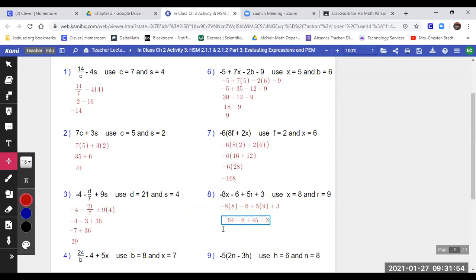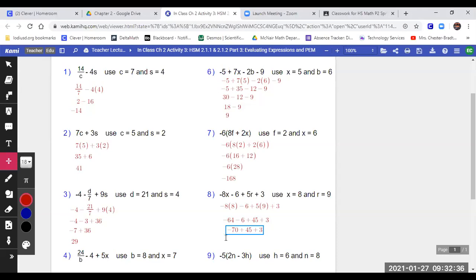Now we got to go do the addition and subtraction like we see it. So this says -64 with -6. What are we going to get? -70. Yep. Because all I do is add them together. They're the same sign. And I have a +45 and I have a +3.